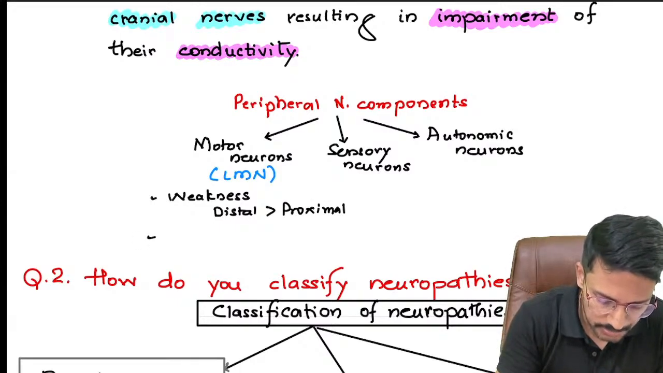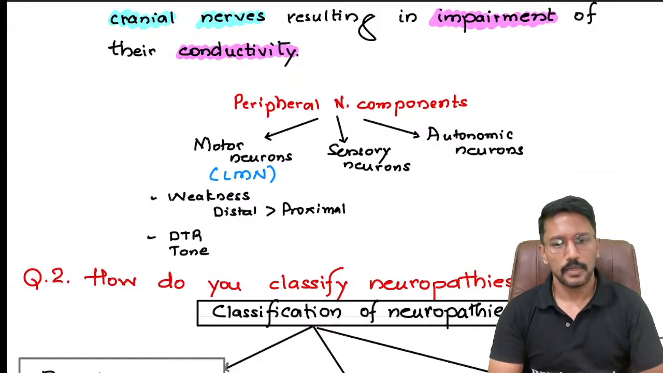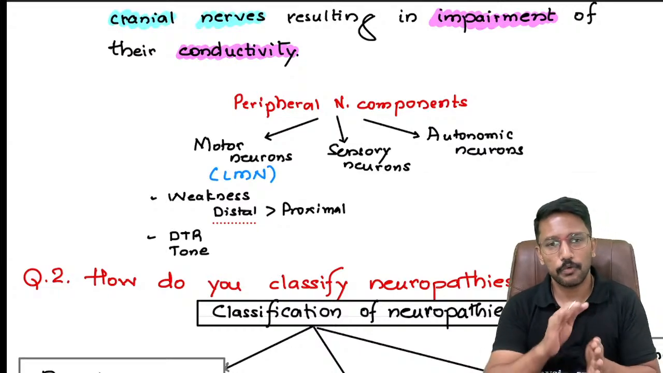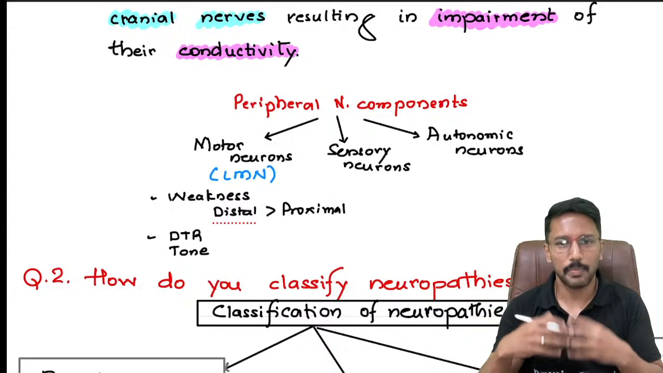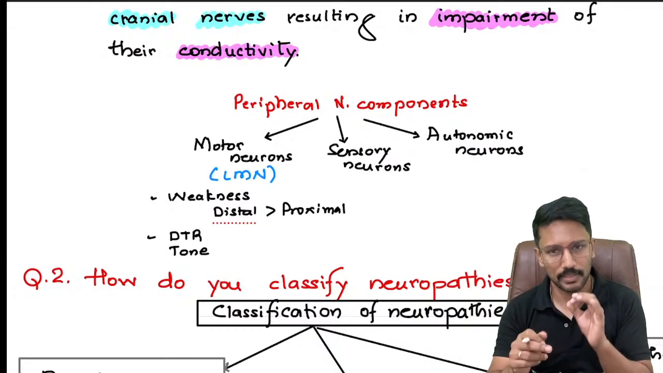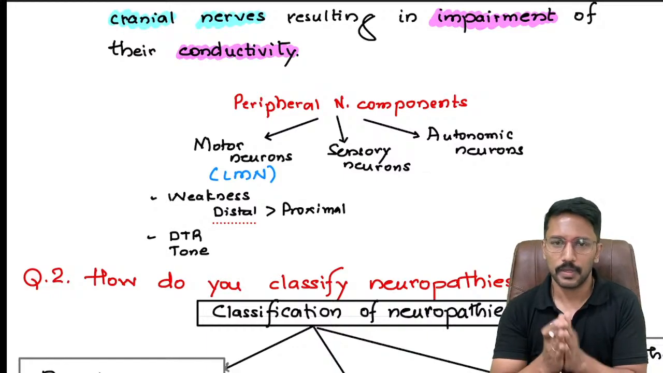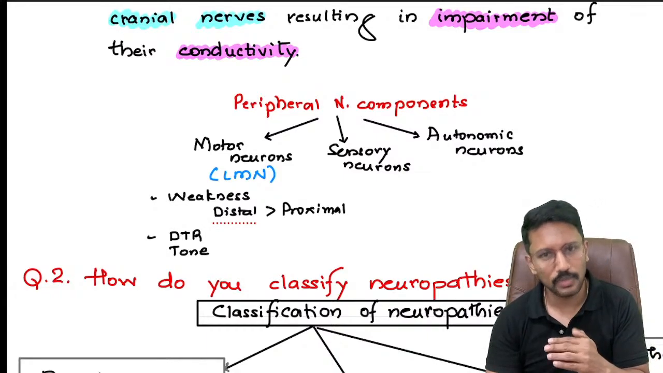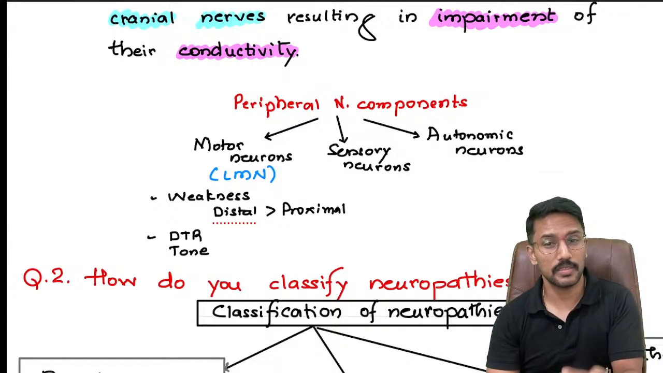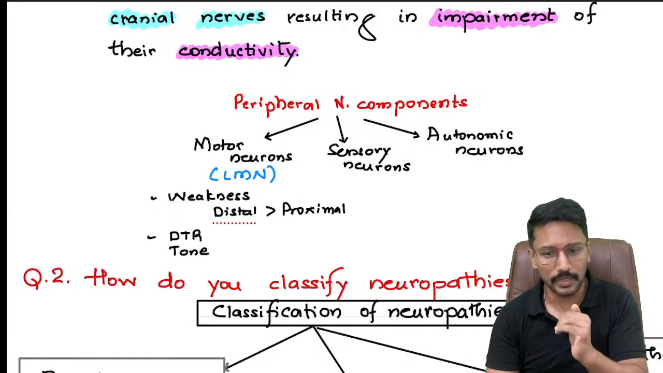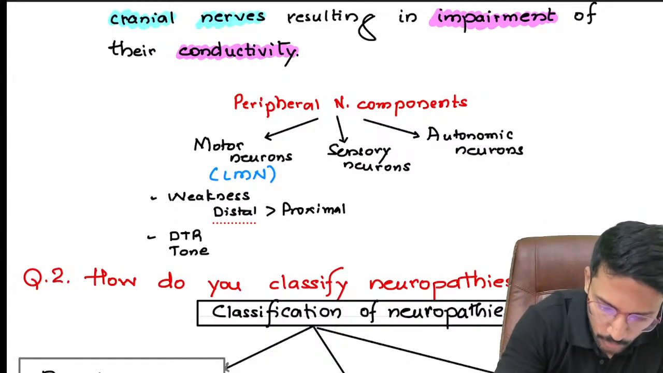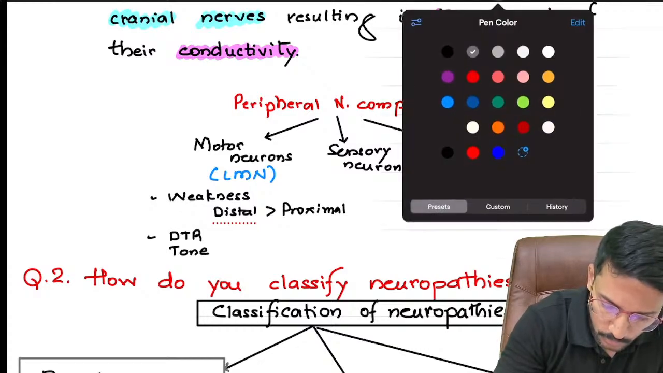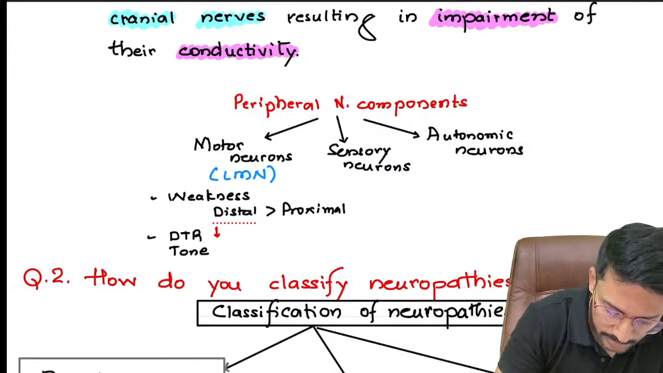In these patients, when we examine the deep tendon reflexes and tone, what will happen? The lower motor neuron is responsible for maintenance of tone and is part of the reflex arc. So when the lower motor neurons are damaged, we will lose the reflex arc and the deep tendon reflexes will come down. It is also responsible for maintenance of tone. If it is not functioning, the tone will come down. So, as I think all of you clearly know now, the tone and deep tendon reflexes will be diminished.